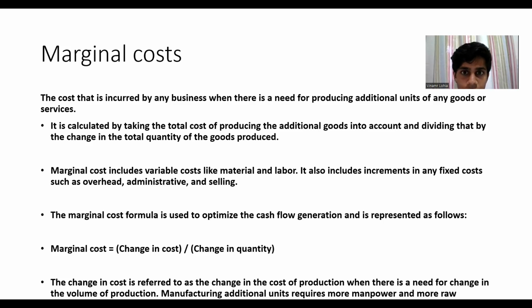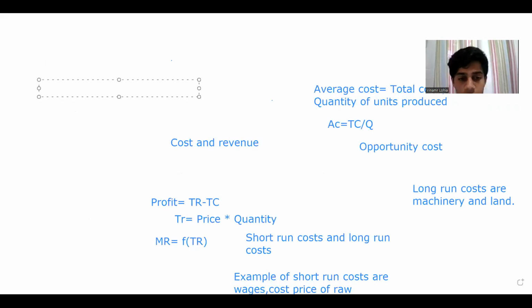The change in the total cost divided by the change in the quantity produced is known as the marginal cost. It's a simple definition of marginal cost. Can we just make a note of it? How do we define it in formula type? Change in cost by change in quantity.